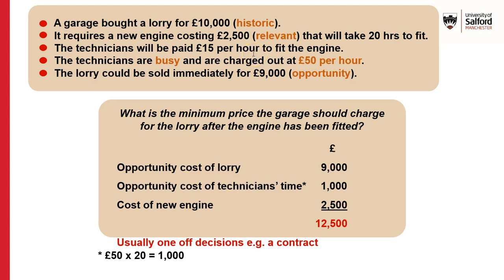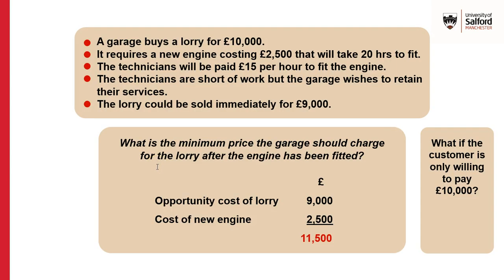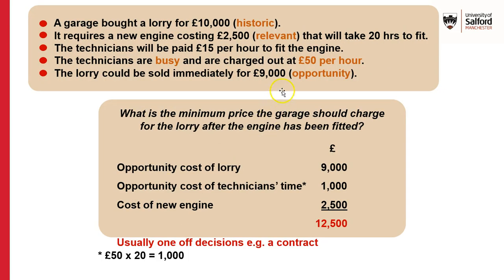So that is an opportunity foregone. And that should be, does the cost vary with the decision? Does the cost relate to the future? Is the cost varying with the decision? So now we don't have the ability for these other jobs that they would have done.